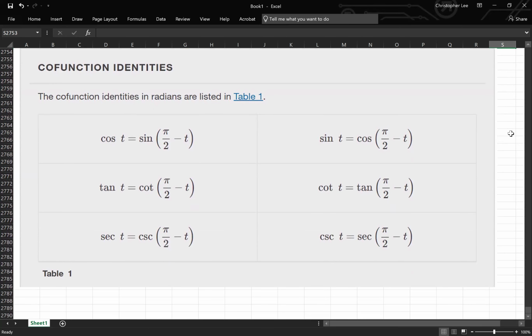Cofunction identities, here they are. I don't remember if this is on your formula sheet or not. So the cofunction identities in radians are listed below. It's not? I don't know. I don't remember if it is.